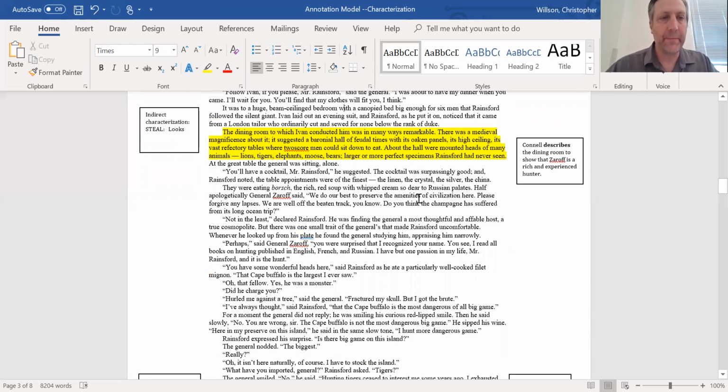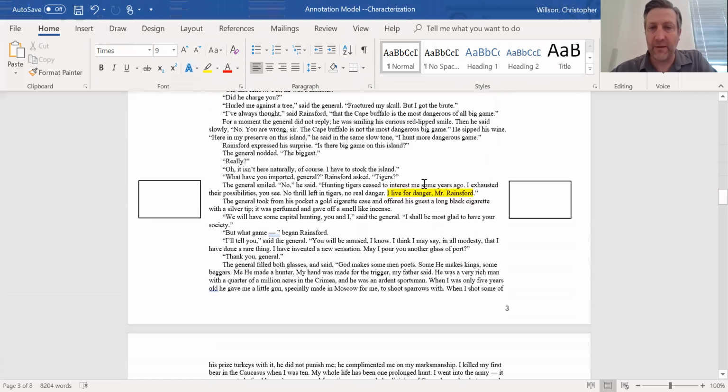Again, looks. "The dining room to which Ivan conducted him was in many ways remarkable. There was a medieval magnificence about it. It suggested a baronial hall of feudal times with its oaken panels, its high ceilings, its vast refectory tables where two hundred men could sit down and eat. About the hall were mounted heads of many animals: lions, tigers, elephants, moose, bears; larger or more perfect specimens Rainsford had never seen." So again, the looks aren't necessarily based on the character, but on the dining room. And from what we see in the dining room, we know that Zaroff is probably pretty rich.